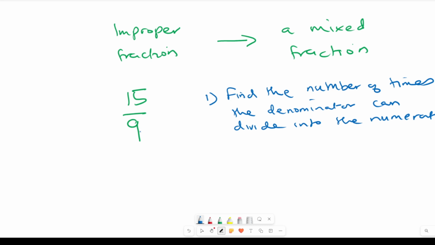So 9, how many times can 9 divide into 15? We don't want to go beyond. Okay, so if we attempt 2, we actually need to have 18 or more, but we don't have up to 18. So it can only divide into 15 once. So let's put that one there. Okay, now 2.